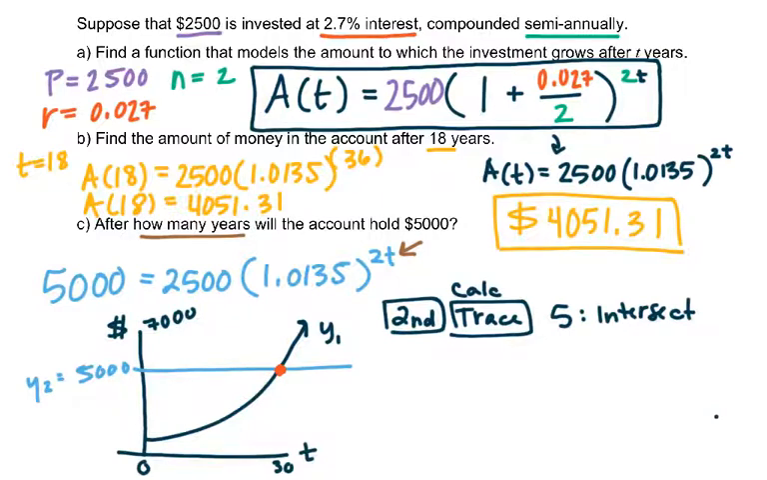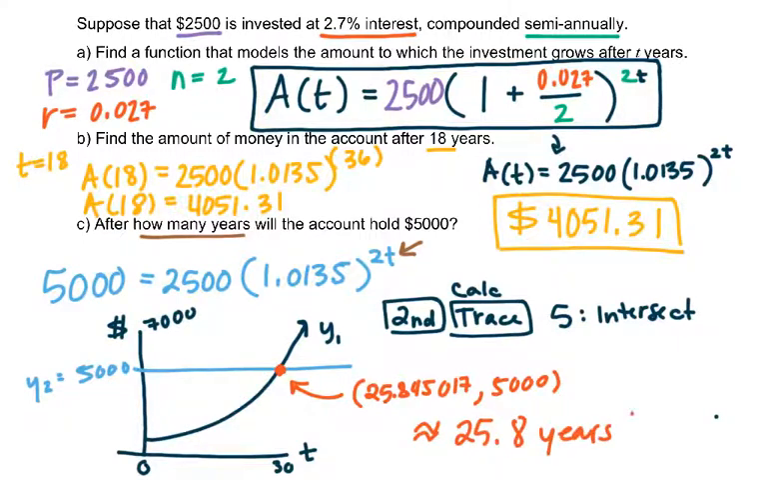And when I do this, my calculator returns that the point is 25.84517, 5,000. So in this situation, when will we have $5,000 in the account? Roughly 25.8 years later. Okay, so we're just interpreting that point there.